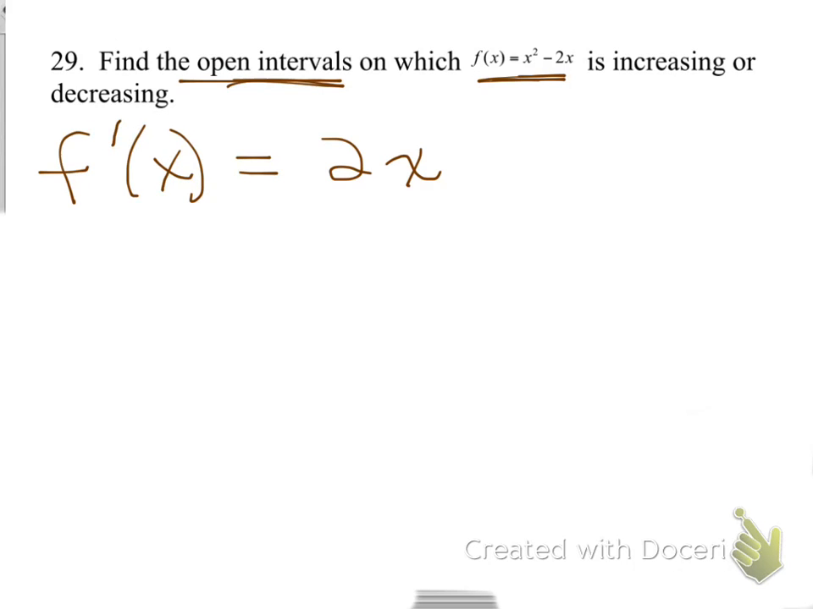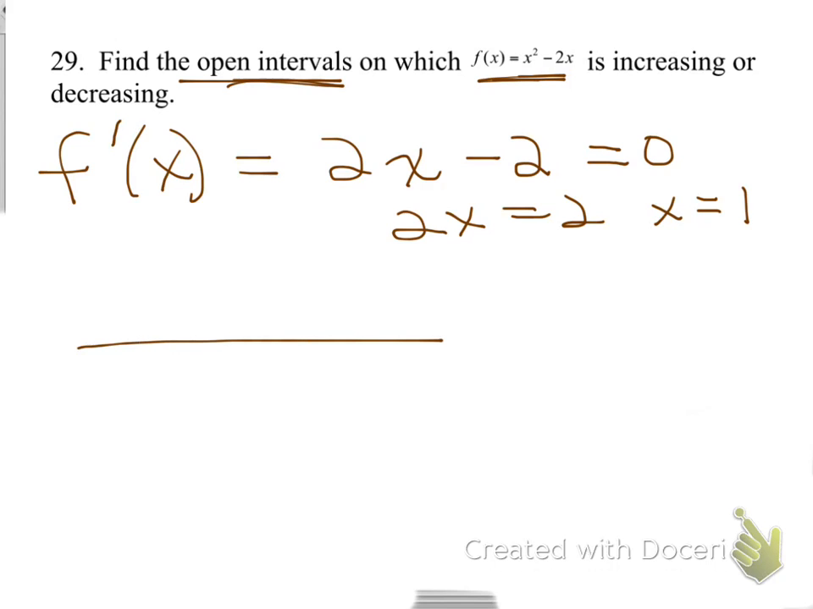Okay, in question 29, similarly to question 28, they're asking us to analyze this function and figure out where it's increasing or decreasing on an open interval. So they're not giving us limitations. So again, the sign chart is your friend. Take the first derivative of your function. You get 2x minus 2. Set that equal to 0 to find your critical value. 2x equals 2. x equals 1 is your critical value.